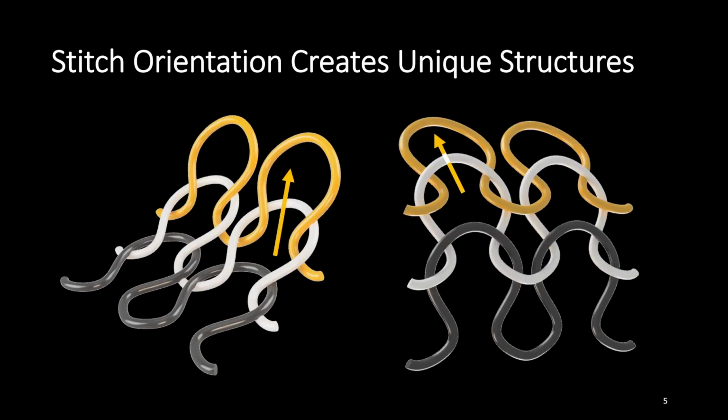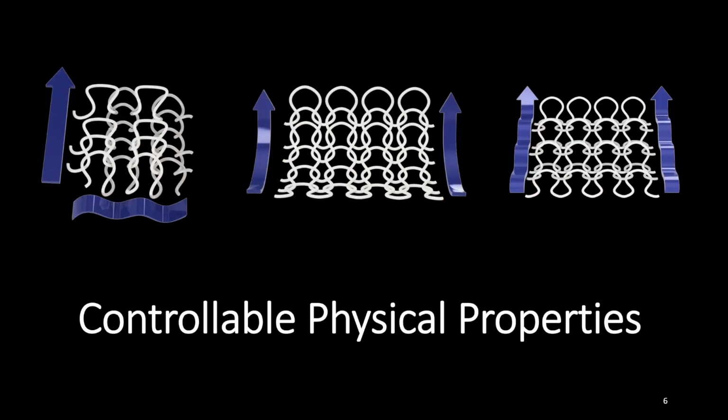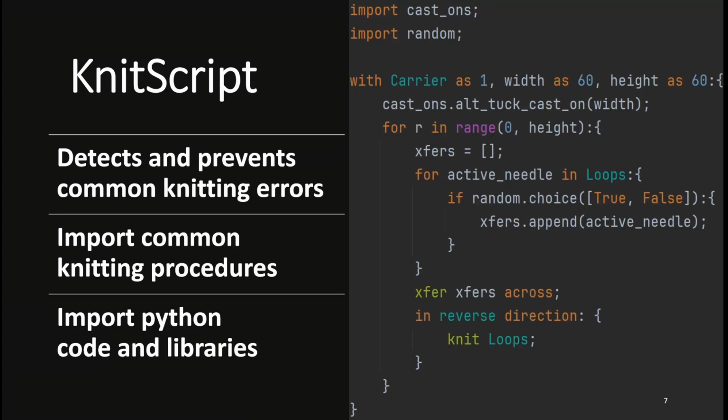And you can change the structure of this fabric by deciding which direction you pull the loops, either from back to front or front to back. And if you do this over a variety of different patterns, you can control the physical properties of your fabric. So let's talk about how we might go about programming in these physical properties using an automatic knitting machine.